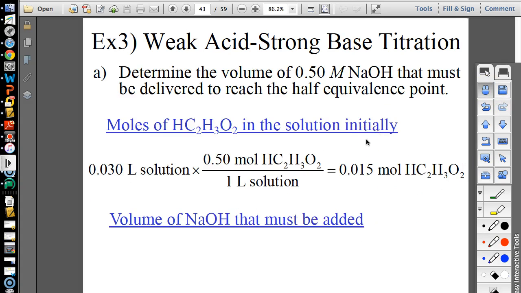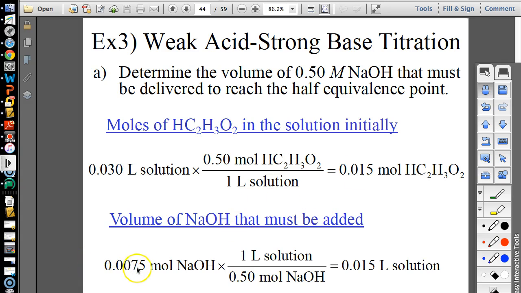So let's look at this. The moles, you know how to do that. If this is the moles in the solution initially, and we're only trying to reach the half equivalence point, just use your head. This is 15. We're only trying to reach half equivalence point. How many moles of sodium hydroxide do I need? 7.5. If you see half equivalence point, just know you're only going about halfway there. The reason this is 0.75 moles is because that's half of that. And there's your molarity flipped upside down, and then you just need 0.015 liters.